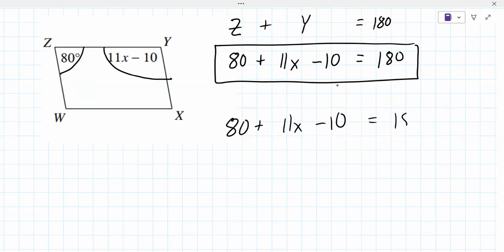And to do it, you look at the side with the variable. Variables only on one side. And this time you have to combine like terms. Do you see you can combine the 80 and the minus 10? So combine those. What does that become? 80 minus 10 would be 70. Yep. So you got 70 plus 11x equals 180. I want you to try solving it from here.